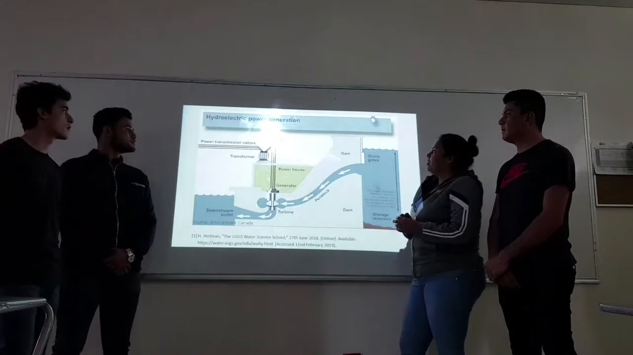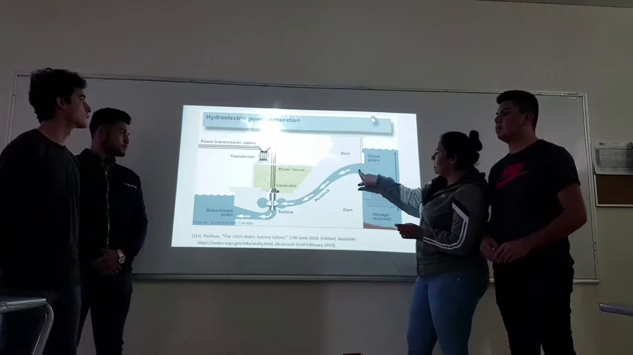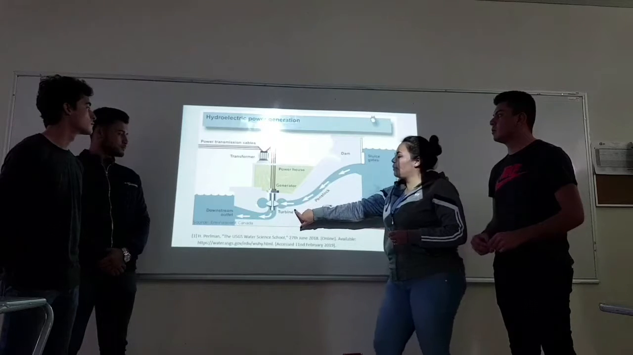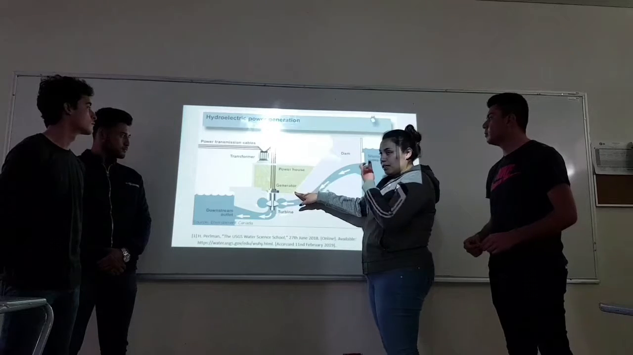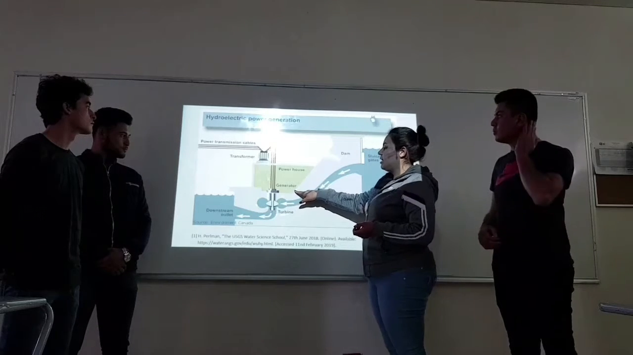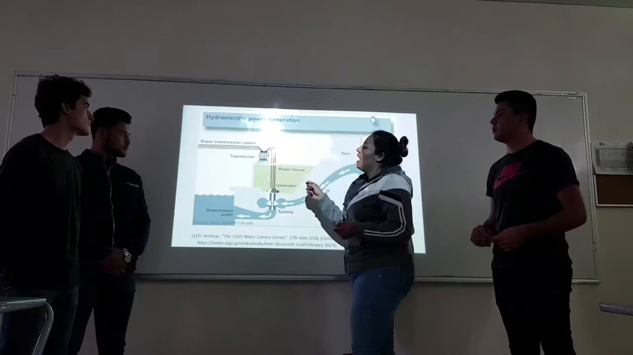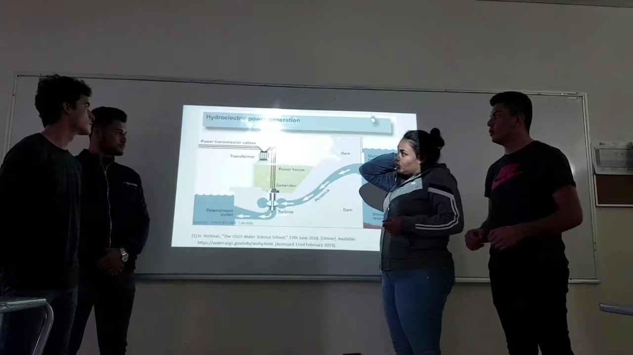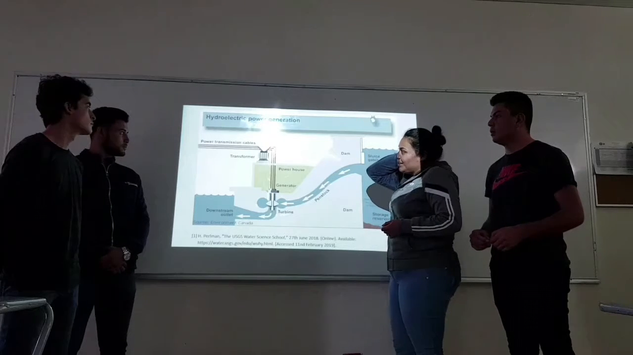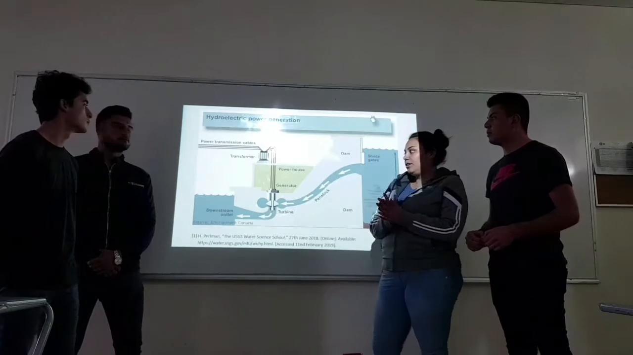And then in this picture you can see a hydroelectric power generation. Basically, this blue is the water that passes through the turbine, and this is the generator, which, as the number says, generates the electricity. Then it passes through the transformer, and the transformer has the function to distribute the electricity to the different places where it is needed.